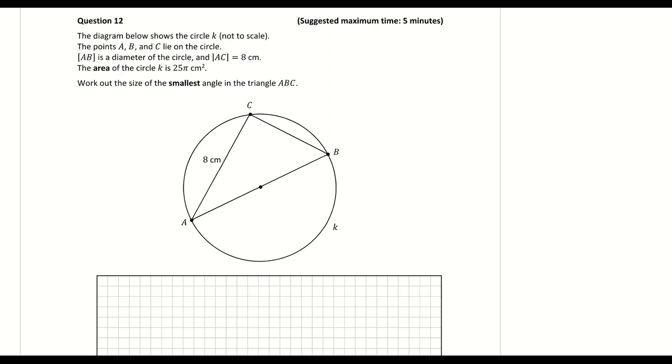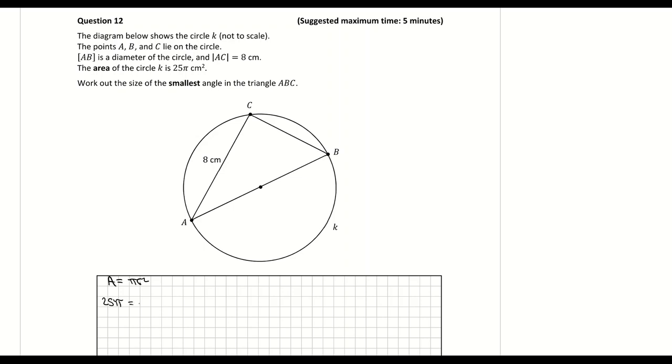Okay, so the first thing I'm going to do here is use the area of the circle to figure out the radius of the circle. Because the radius goes from the center out to A or B, that'll give me the length of that line, because AB is the diameter of the circle, as it goes through the center. So let's work with that first. From my log tables, the area of a circle is given by pi r squared. Now the area of this circle is 25 pi.